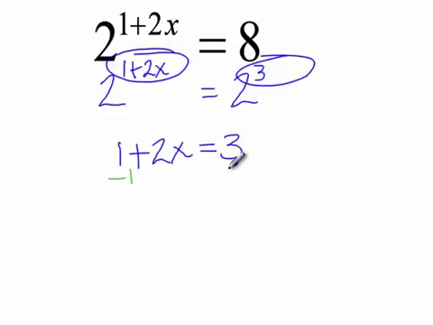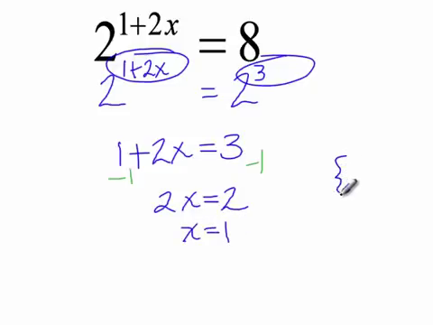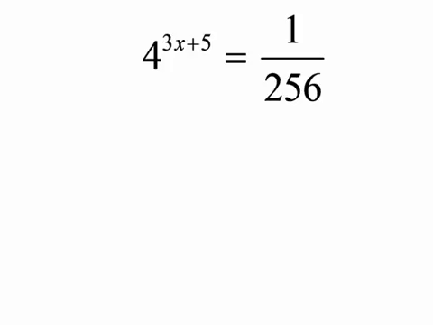I will subtract 1 from both sides. I will have 2x is equal to 2. I will divide both sides by 2, and x is going to equal 1. My solution set to this equation is 1. And sure enough, if you plug 1 back up in here, you will see that we did indeed get the right answer. Now let's try one more problem.